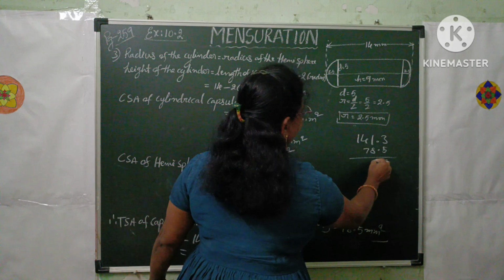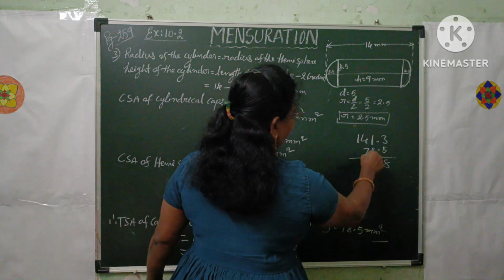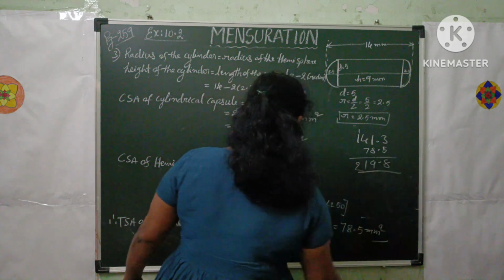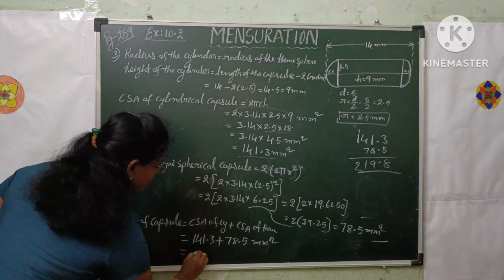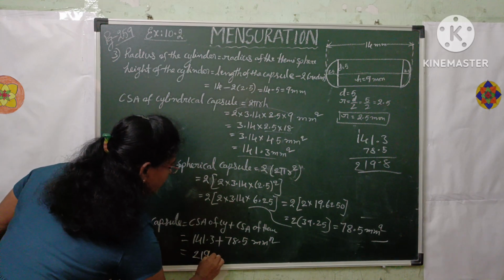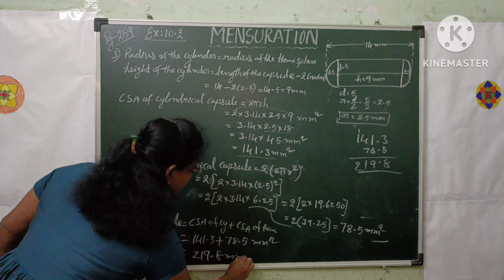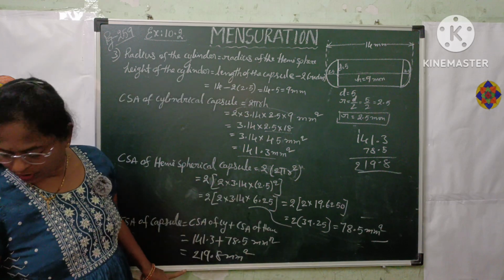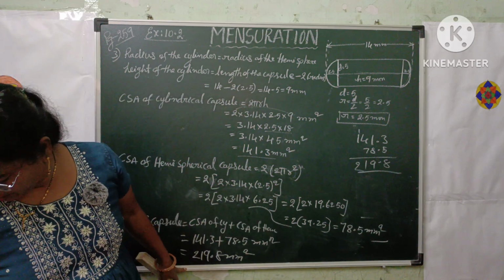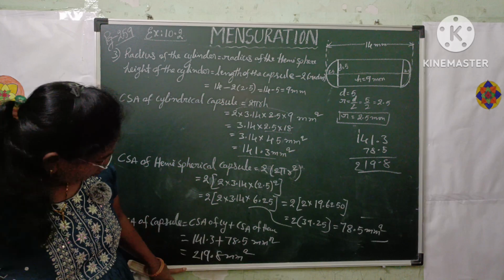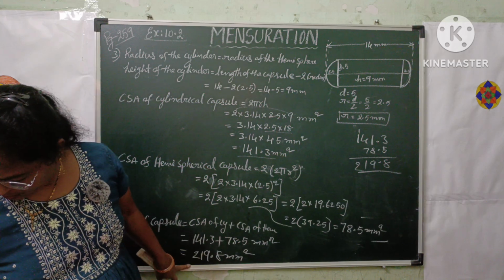8, 9, 1, 1, 2. So therefore 219.8 millimeter square. This is the total length of the capsule. 219. Okay. This is total length.